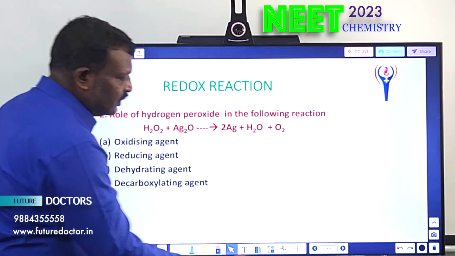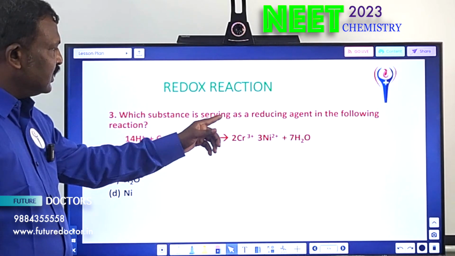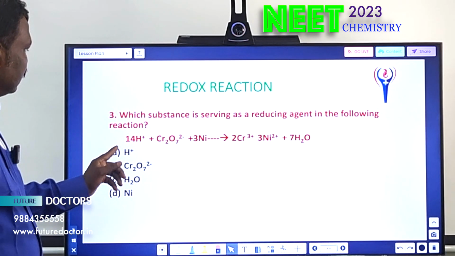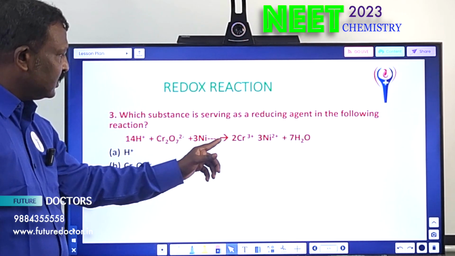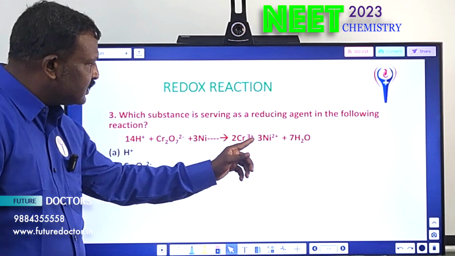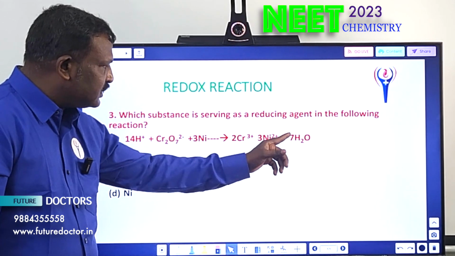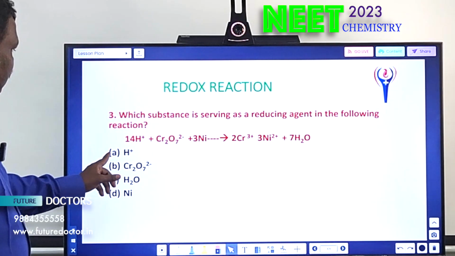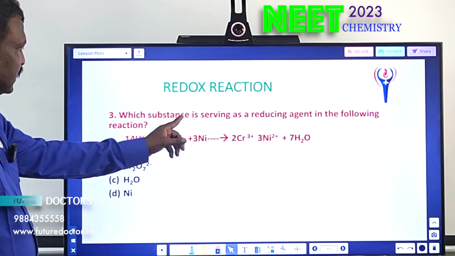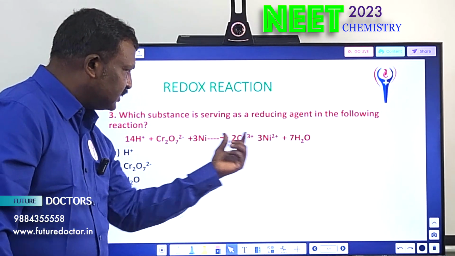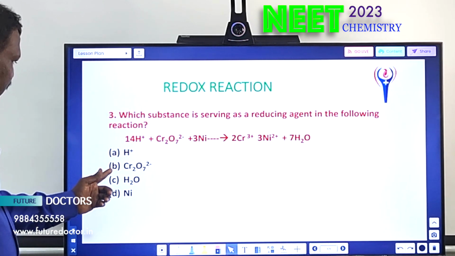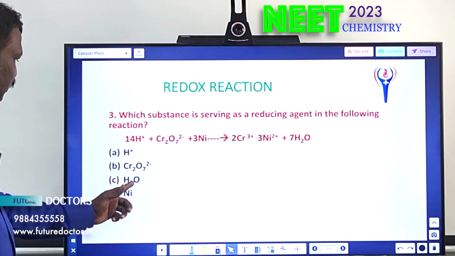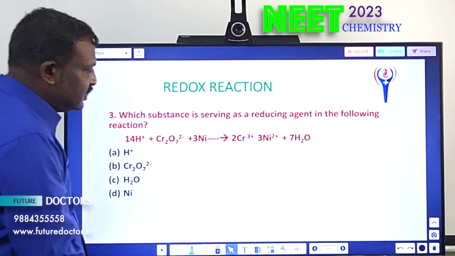Okay. Next one. Third one. Which substance is serving as a reducing agent in the following reaction? 14H+ + Cr2O7 2- + 3Ni gives 2Cr3+ + 3Ni2+ + 7H2O. The question is, which one acts as a reducing agent in this reaction? We have to find out among these. Option A: H+. Option B: Cr2O7 2-. Option C: H2O. Option D: Ni. Understood?